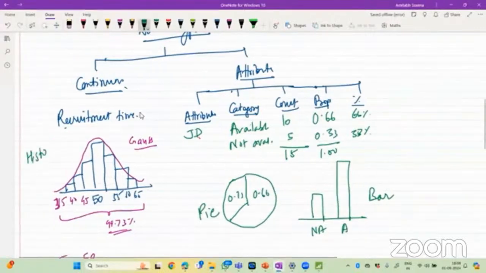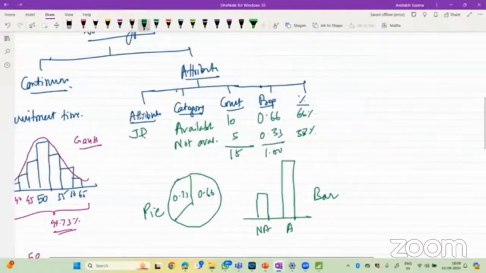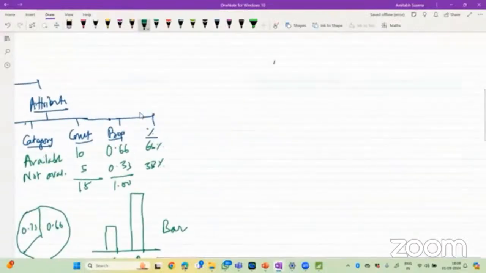Histogram for continuous data. Now this is for display statistic, descriptive. It is just describing. But it is not telling me what is the cause, what is the reason. So in that case, I have to find the relationship between Y and X.